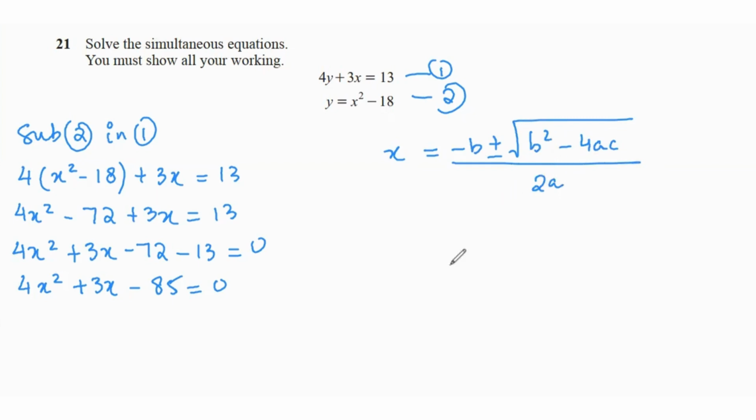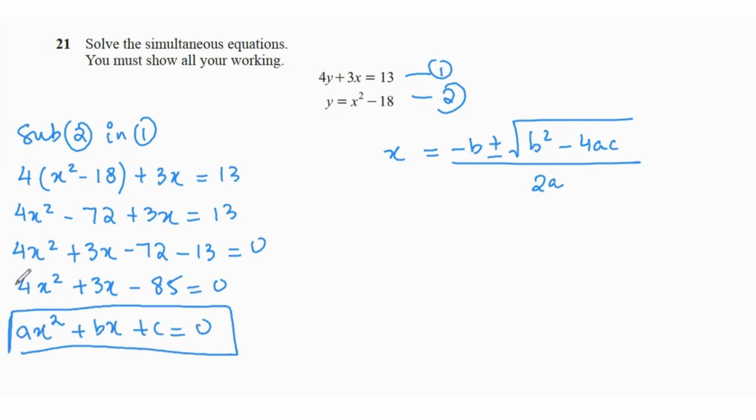Now, to figure out what the values of a, b, and c are, remember that the quadratic equation has the general form of ax squared plus bx plus c equals 0. And we use that to figure out what a, b, and c are. A is the coefficient of x squared, so a is 4. Always remember, a, b, and c are the coefficients. They're the number values. You never write the variables with a, b, and c. It's always the number. B is the coefficient of x, which is 3. And c is the constant, which is negative 85.